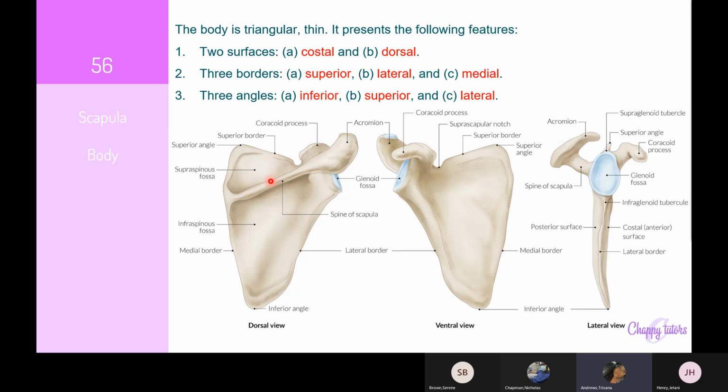All right, hold on. Let me ask another question then. Yeah, no problem. In the dorsal view, which scapula is this? Left or right? That is the right scapula.